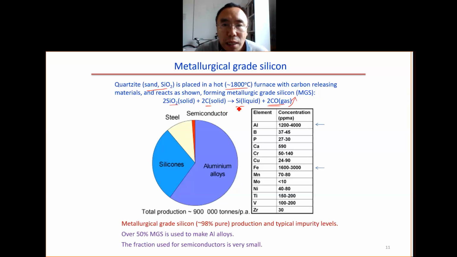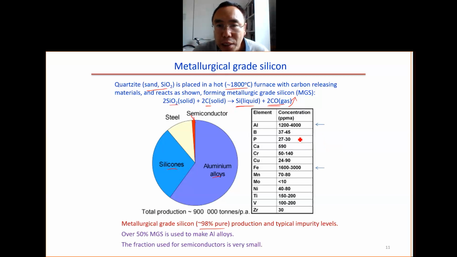The silicon here is the metallurgical grade silicon. It has 98% purity. This one is produced in large quantity, about 900,000 tons per year. It is mainly used to make aluminum alloy and silicon rubber. A very small percent of this silicon is used to make silicon wafers.